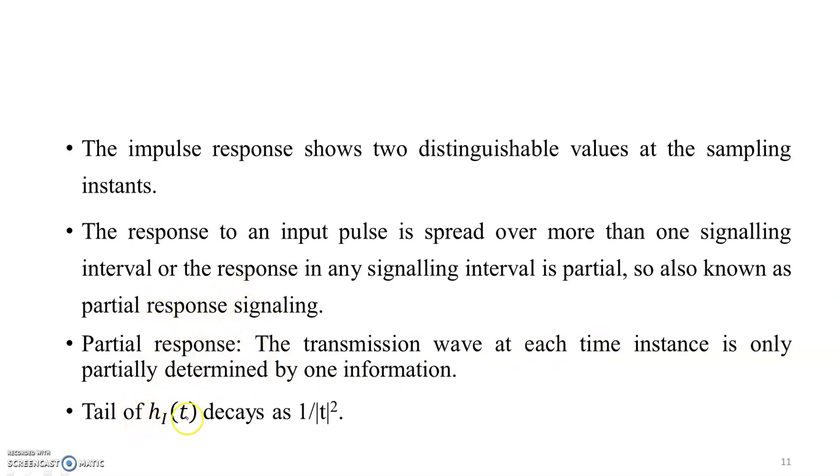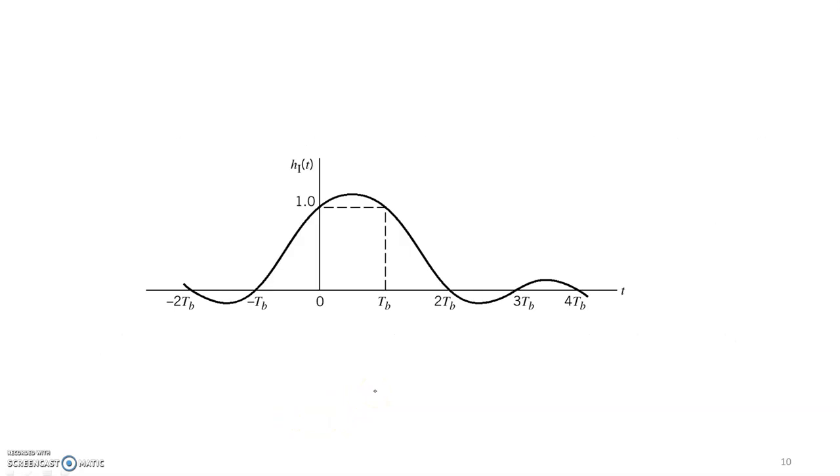You can also see the tail decays only as a factor of 1 by |t|². The tail decays only at a factor of 1 by |t|². So this is the impulse response of a duobinary signaling.